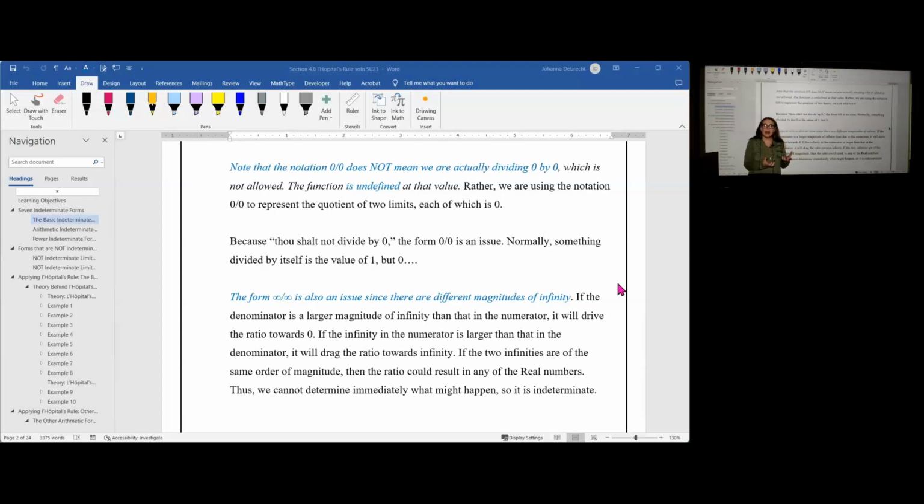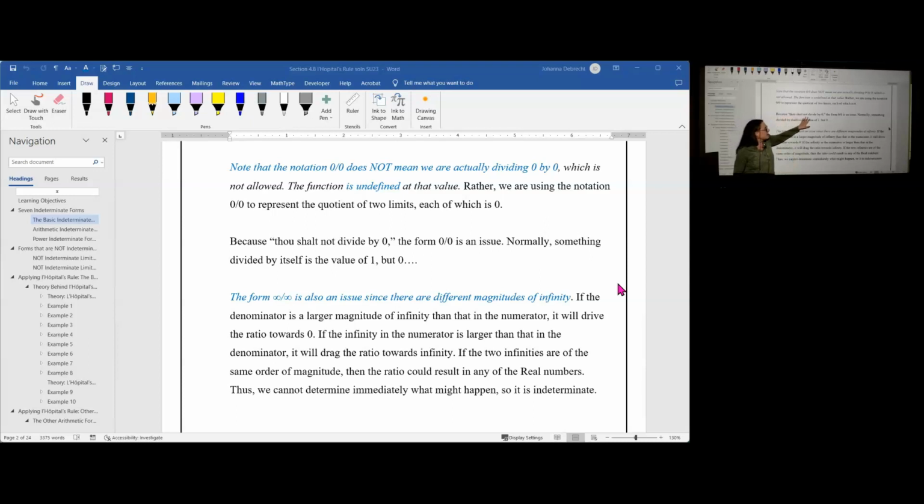In fact, what we have is the limit of a function approaching 0 in the numerator divided by the limit of another function in the denominator also approaching 0. In other words, we really have the quotient of two limits. Each limit individually is approaching 0. We have something similar for infinity over infinity. We have the quotient of two limits, each of which is approaching either positive infinity or negative infinity. And we'll look at all combinations of signs.